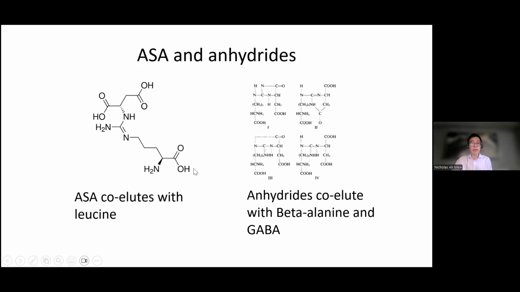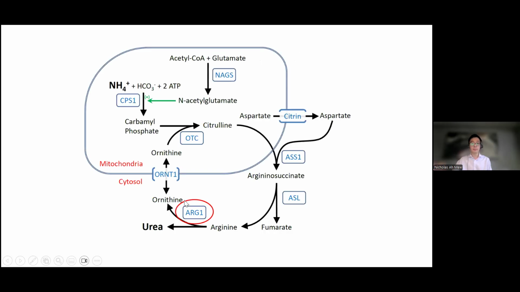Great. Okay. And then the point here about the ASA and its anhydrides, for some of the lab folks here, so you're aware that ASA coelutes with leucine, and its anhydrides coelute with beta-alanine and GABA. So this particular pattern of elevated leucine with beta-alanine and GABA, which you should really never see in a plasma amino acid profile, would be suggestive of this condition.